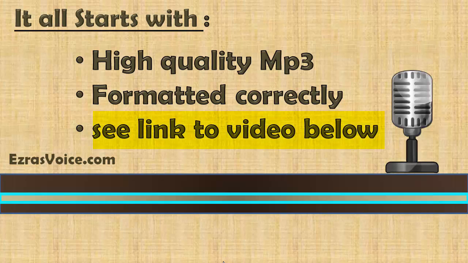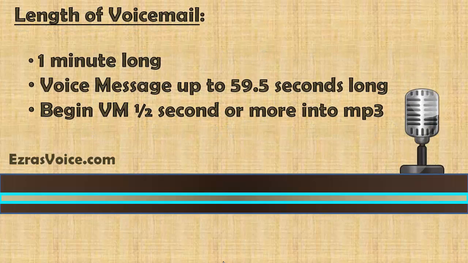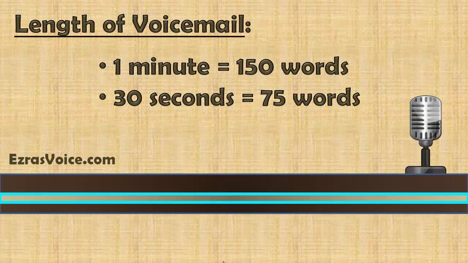To create an MP3 file with our recommended settings, see a link to a video we created on this in the description below. Google only allows you 1 minute for a voicemail, so your voicemail message should be a maximum of 59.5 seconds long and start between a half to 1.5 seconds or more into the MP3. I'll explain why later. As a quick guide, 1 minute amounts to about 150 words and 30 seconds, 75 words.